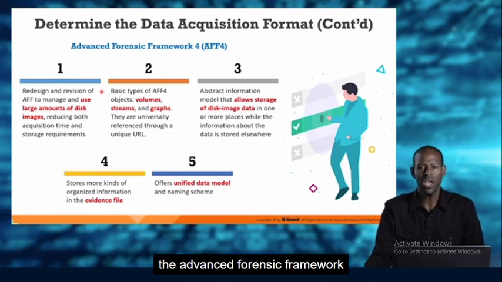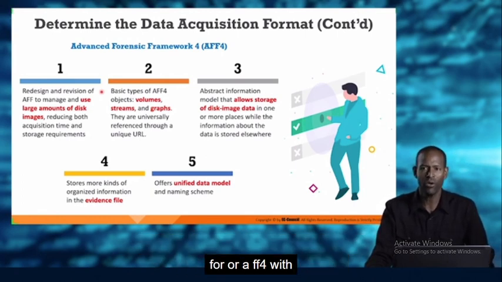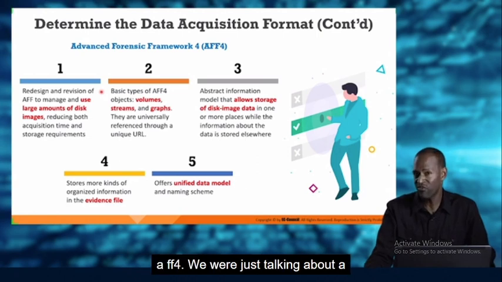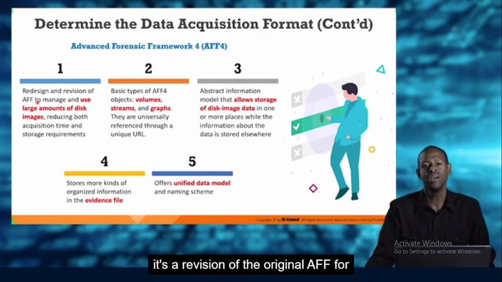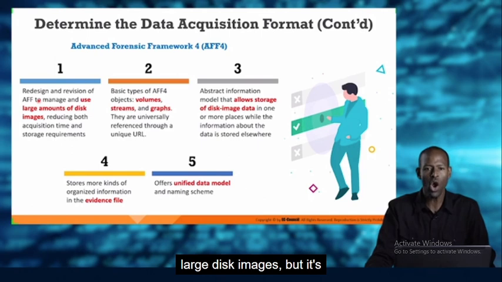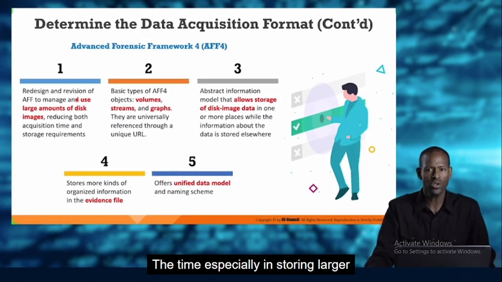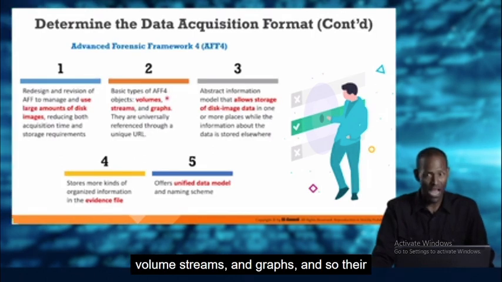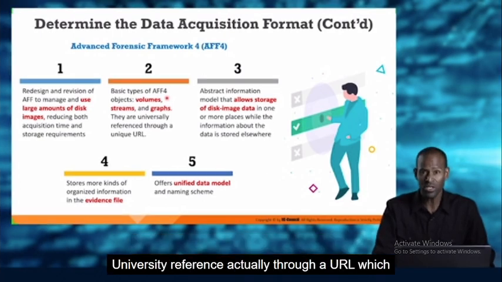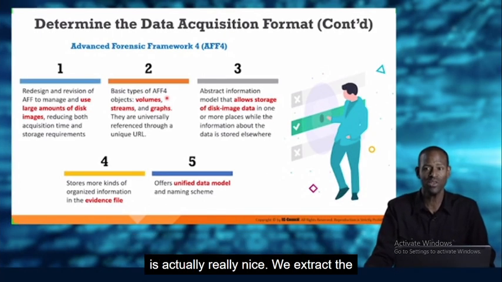All right, further, in determining the data acquisition format, we have several things to think about with the Advanced Forensic Framework 4, or AFF4. We were just talking about AFF, and AFF4 gives us a redesign, a revision of the original AFF for large disk images, but it's faster. It reduces the time, especially in storing larger amounts of data. So the basic types of AFF4 are object, volume, streams, and graphs. And they're universally referenced through a URL, which is really nice.